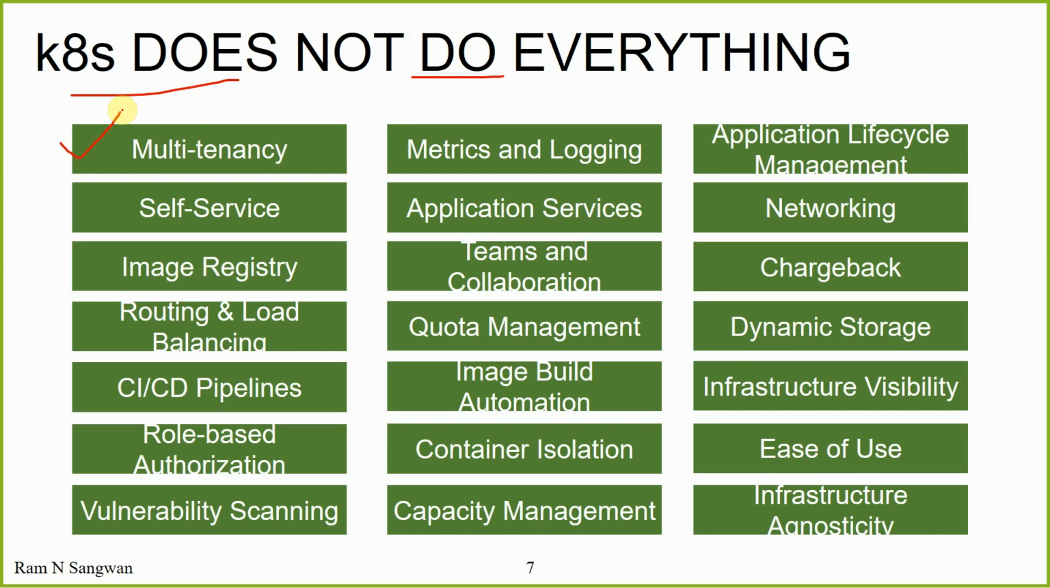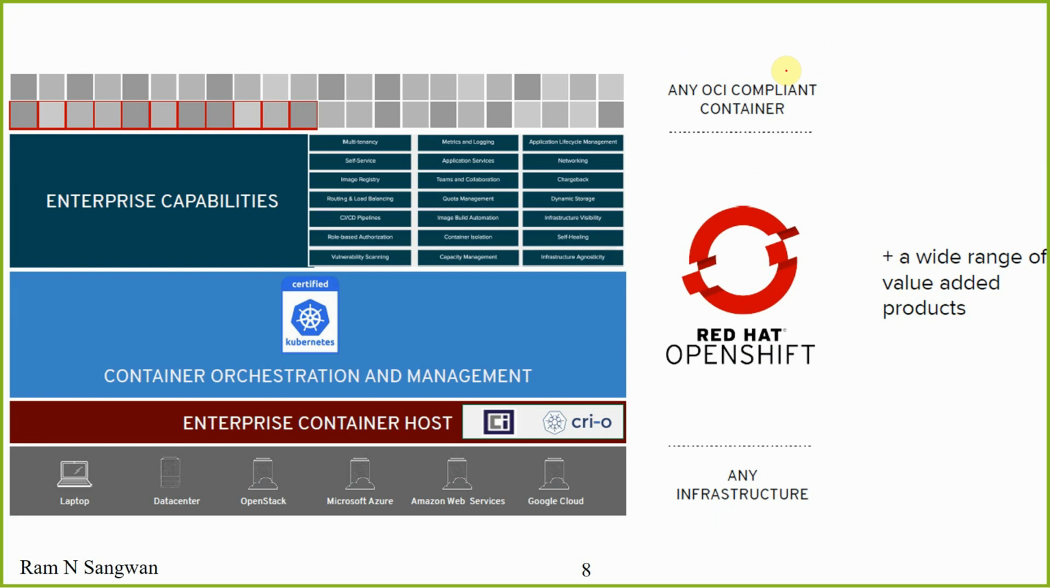Multi-tenancy we need, self-service, image registry, routing and load balancing, CI/CD pipeline, role-based authorization, vulnerability scanning, metrics and logging, application services, team collaboration, quota management. These are the features which we need. That is the reason I said, boss, Kubernetes is the engine, good, but you need a car like this.